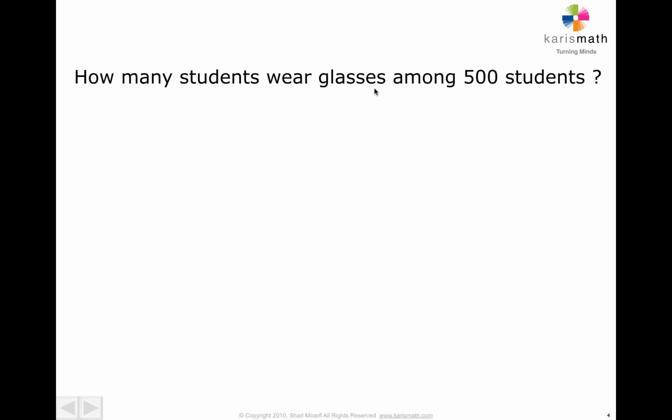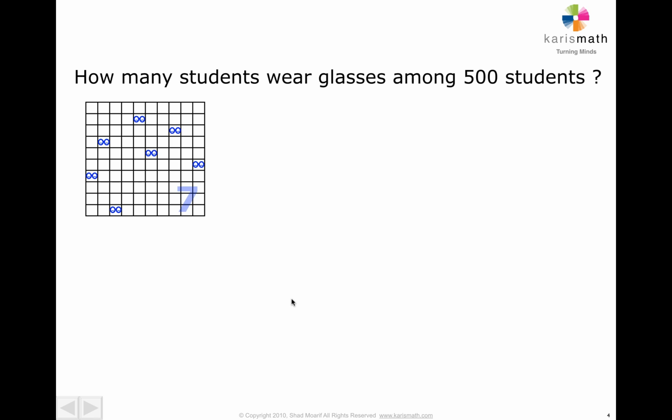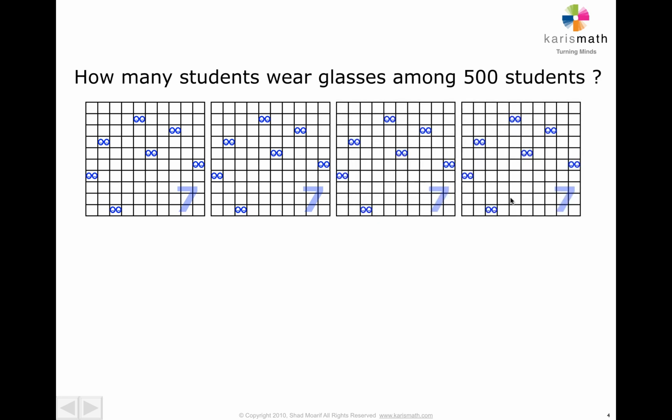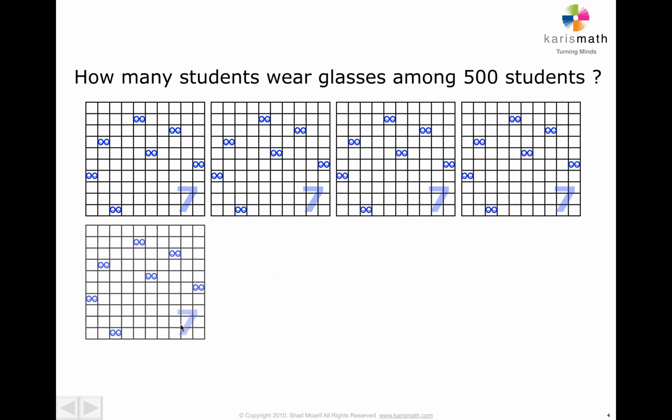So how many students wear glasses among 500 students? Now think about it. If for every 100 students you've got 7 wearing glasses, then for the second 100, 7, third 100, 7, fourth 100, 7, fifth 100, 7. So that's how many 7s altogether? Exactly, 35 students wear glasses out of 500 students. That's easy enough. It's not too complicated.